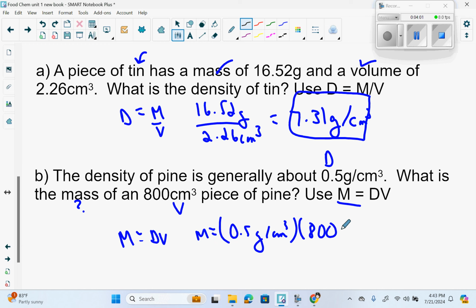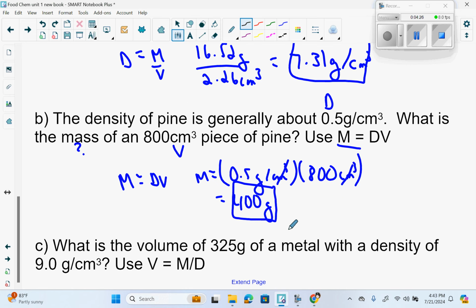Volume, 800 centimeters cubed. So what do you do here? You multiply, and if you notice, you have two units that are the same, so they will cancel. Mass is just grams. We saw that when we looked at units, right? So you're going to take 0.5 times 800 in your calculator, or it's really half of 800, and it's 400 grams. That is the mass of the pine. Okay, one more.